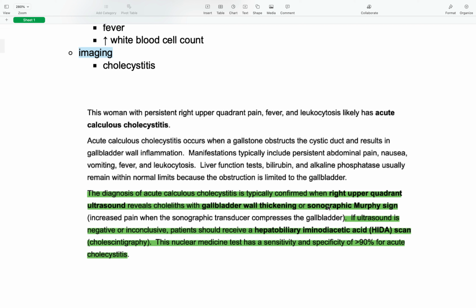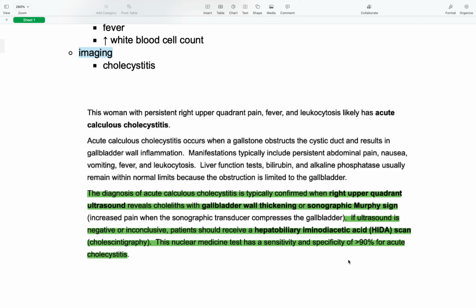if ultrasound is negative or inconclusive, then you may go with a HIDA scan, and the nuclear medicine test has a sensitivity and specificity of more than 90% for acute cholecystitis. Great. Now that we have done the diagnosis, let's hop on to treatment. So how are you going to treat cholecystitis?